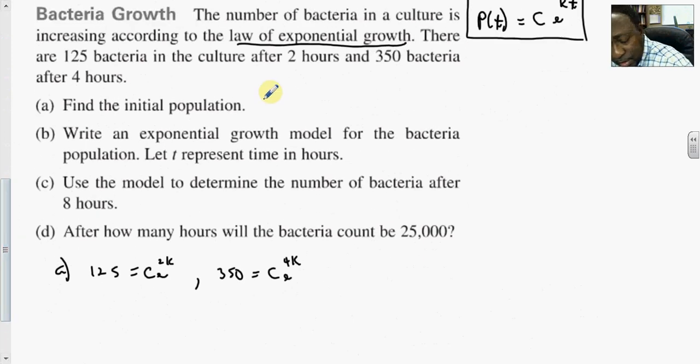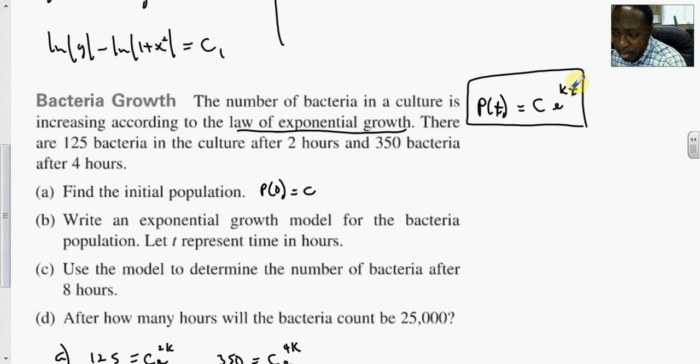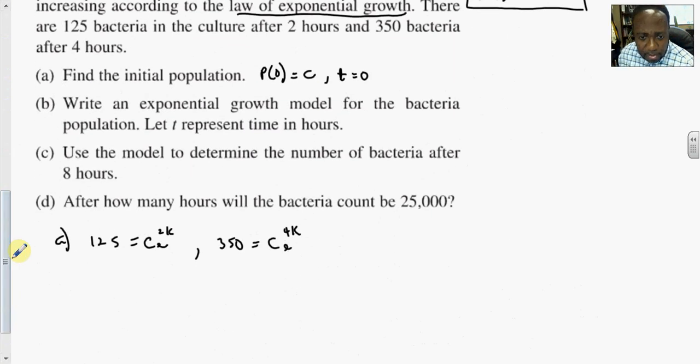The initial population is P of 0, which will give you C. Look at this formula here. If the initial population is when t is 0, you get e to the 0, which is 1, so the initial population would be P of 0 equal to C. So we find capital C, then we have the initial population. We need to solve for k from these two expressions.